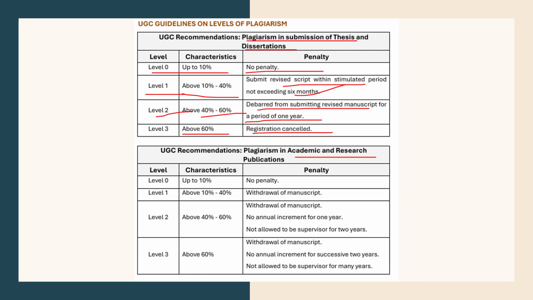So plagiarism in academic and research publications: up to 10%, no penalty. 10 to 40%, withdrawal of manuscript. We are going to withdraw the manuscript. Then 40 to 60%, withdrawal of manuscript, no annual increment for 1 year, not allowed to supervise for 2 years. If it is above 60%, withdrawal, no annual increment for successive 2 years, and not allowed to be a supervisor for many years. So these are the considerations you need to keep in mind whenever you are plagiarizing your content.